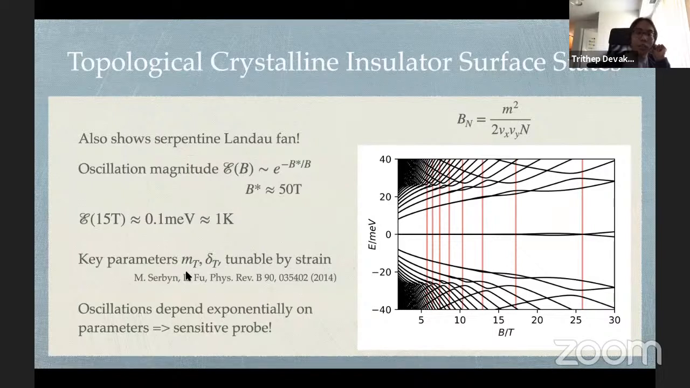But also these parameters in the model, M and delta, which are crucial in determining the magnitude of these oscillations, are also tunable by strain. So by straining the material, it's possible that you could go between regimes where you have strong oscillations and weak oscillations. And the oscillations will depend exponentially on these parameters. So it could serve as a very important, very sensitive probe for the parameters of these surface states.